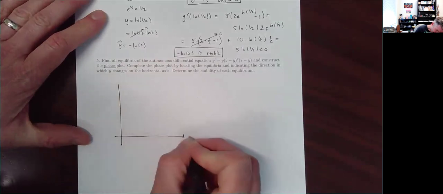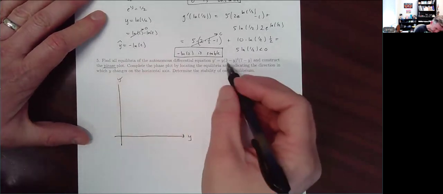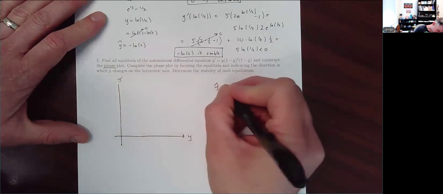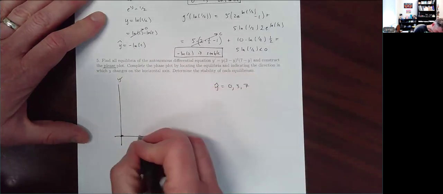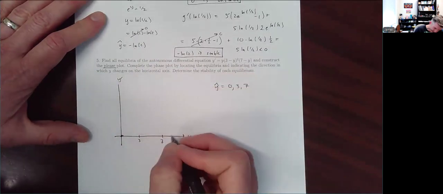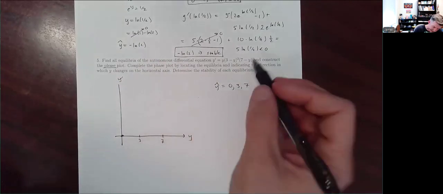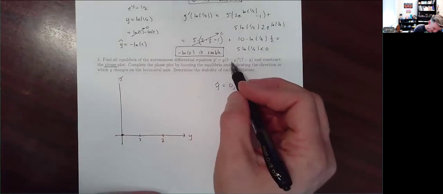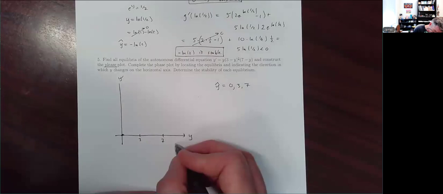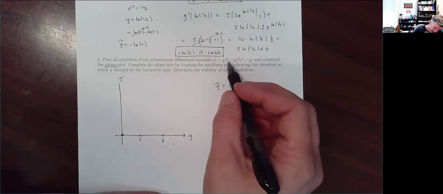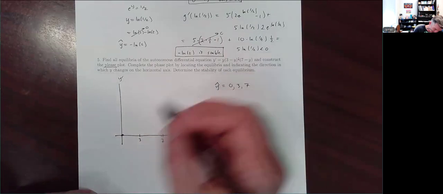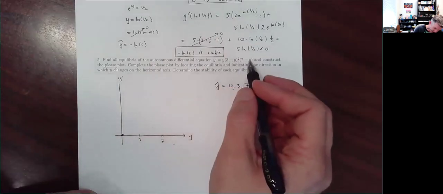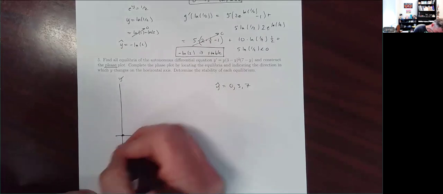horizontal axis is y, vertical axis is y prime. We have equilibria are going to be 0, 3, and 7. Just setting that equal to 0. We can see that if you pick a number bigger than 7, this is positive because it's squared, and this is negative, so it's going to be negative over here. And then between 3 and 7, it's going to be positive because you plug in 6, it's going to be positive, positive, positive. And then between 0 and 3, it's still going to be positive because it's like plugging in 1, positive, positive, positive, and then left of 0, it's going to be negative. So it looks something like this.